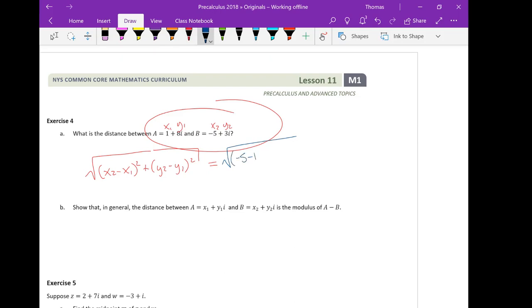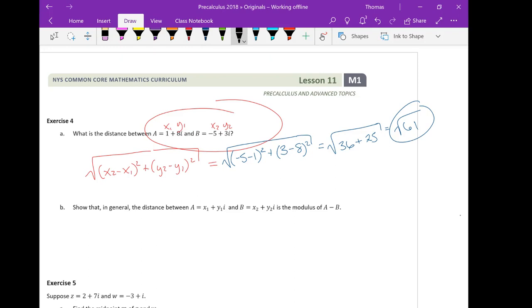Negative 5 minus 1, plus y2 is 3, y1 is 8. That's going to be negative 6 squared is 36. Negative 5 squared is 25. That gives us 61. Okay.